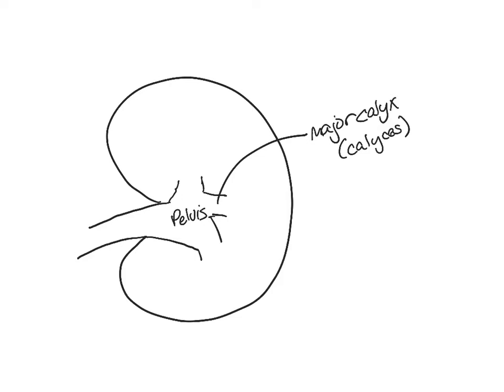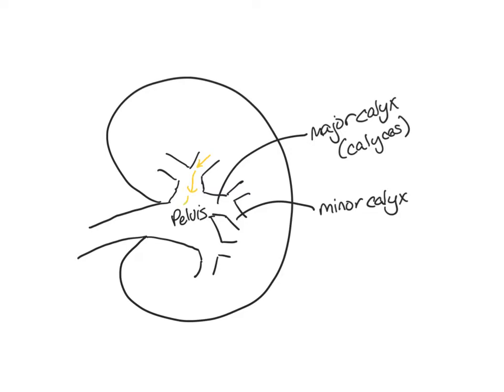And then each one of those major calyces, we have these other little tubes that are draining into there. And there could be 2, there could be 3, but the smaller ones there are called the minor calyces, or minor calyx for single. So when urine is being produced, it drains into the minor calyx, then into the major calyx, then into the renal pelvis, and then into the ureter. And from there, the urine will drain down to the urinary bladder, where it's stored until you urinate it out.